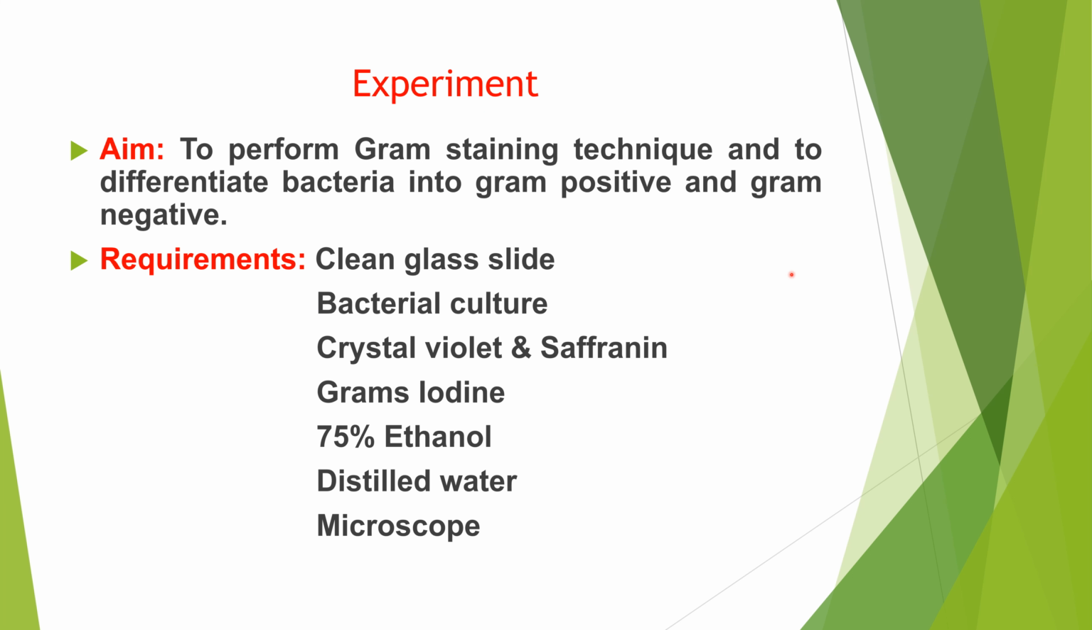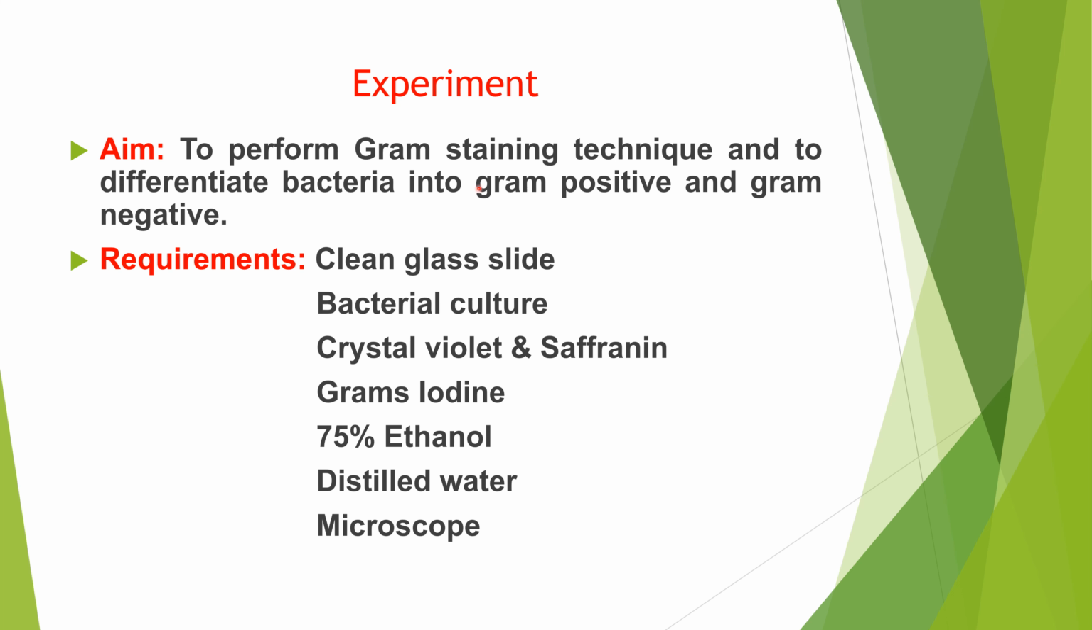Then coming to the experiment process, our aim is to perform the gram staining technique and to differentiate the bacteria into gram positive and gram negative. So what are the requirements we need? We need a clean glass slide, bacterial culture, crystal violet and safranin, Gram's iodine, 75% ethanol, distilled water, and also a microscope.